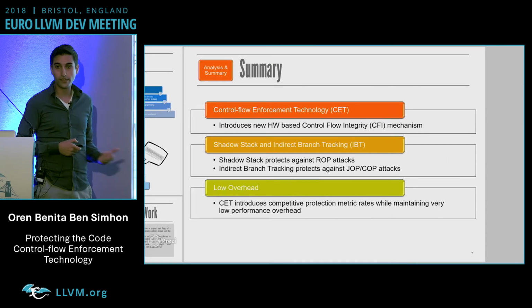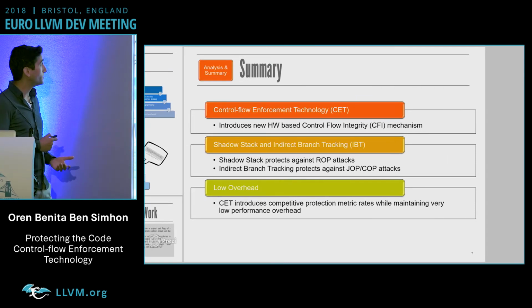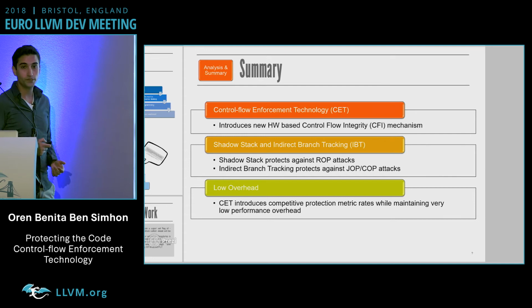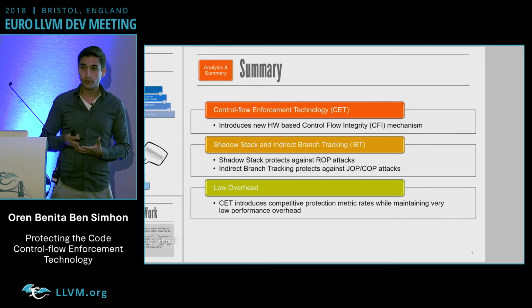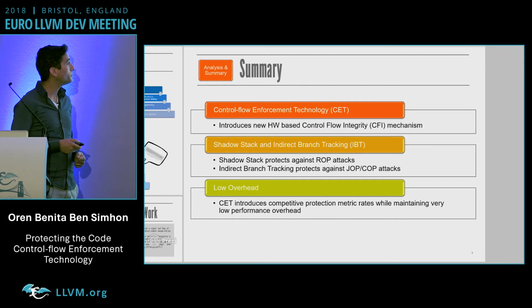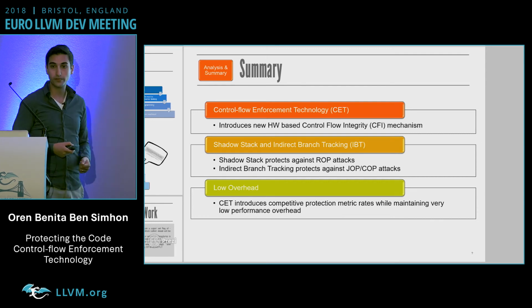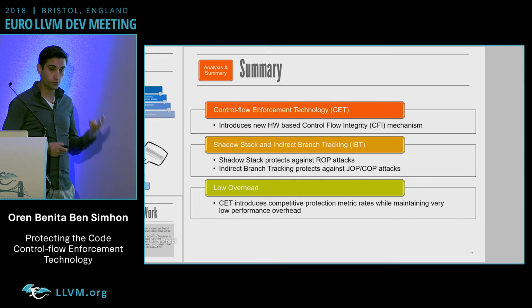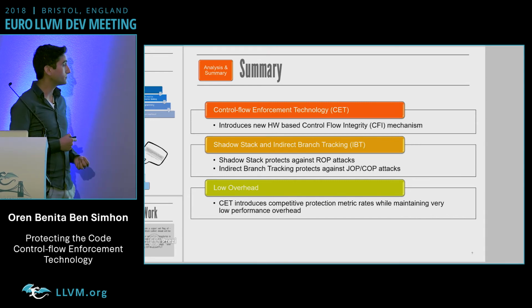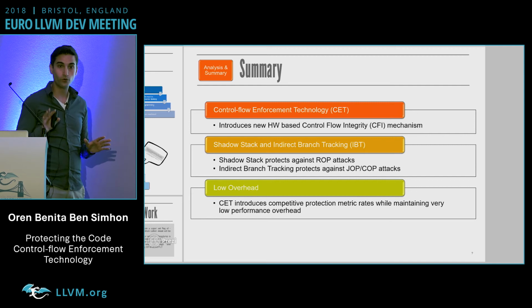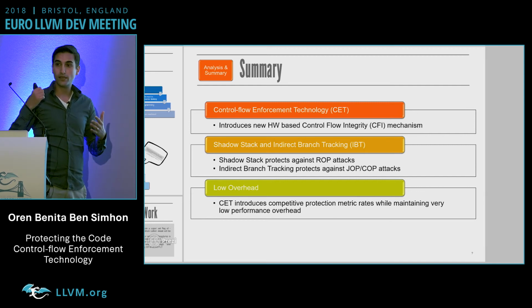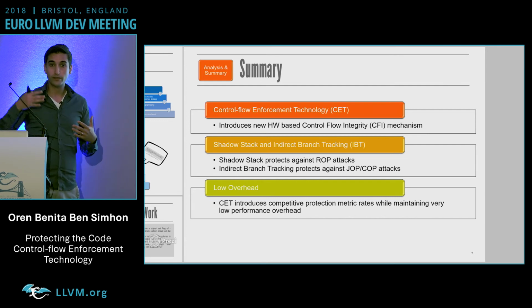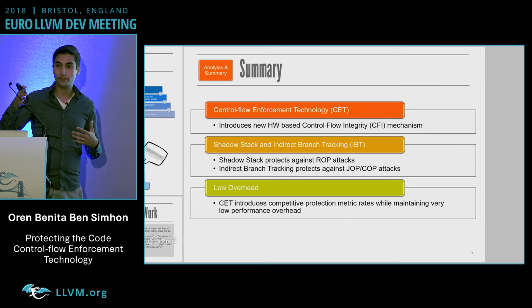So we are back to the summary. What I presented today is the control flow enforcement technology, also known as CET. It introduces new hardware-based technology that tries to implement CFI, control flow integrity mechanism. It uses two techniques: Shadowstack, a separate stack especially for control flow, and indirect branch tracking, which uses the end branch instruction in specific valid targets.